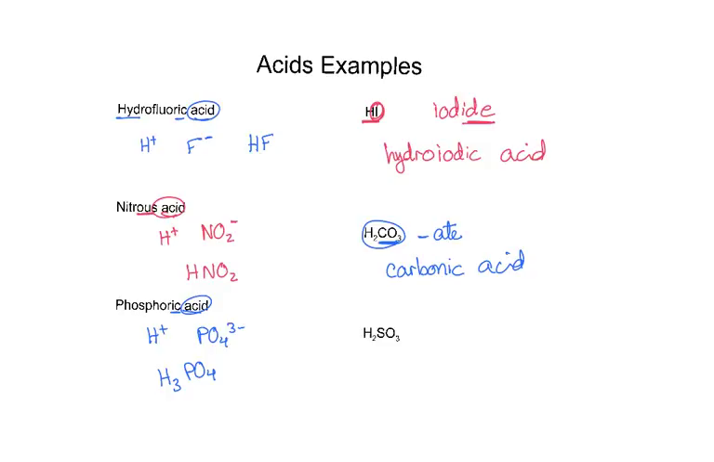Next one, H2SO3, SO3 is sulfite. So if it's "ite," you change it to "ous" acid, so sulfurous acid.